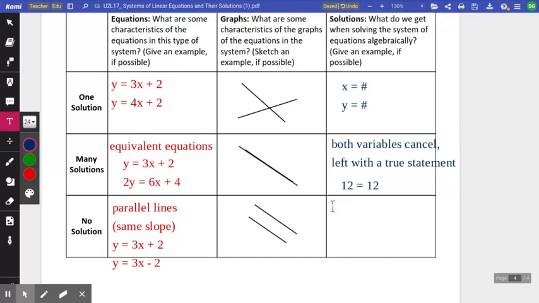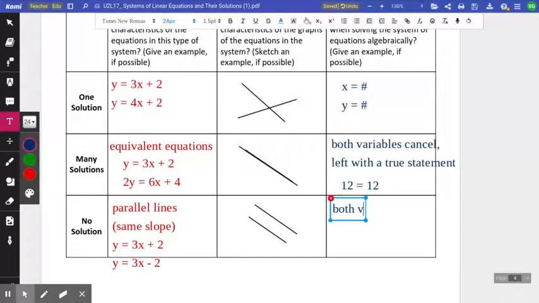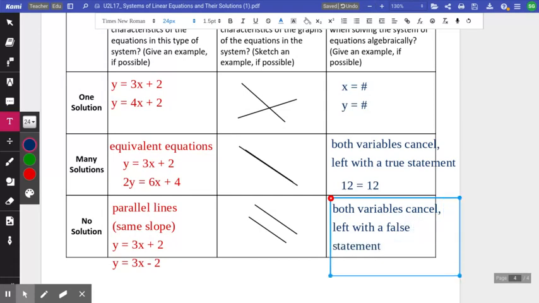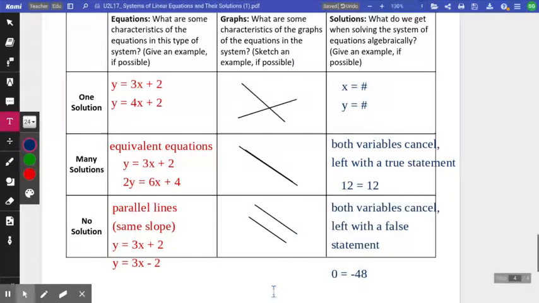No solution is the opposite. So no solution is both variables cancel or eliminate, but we're left with a false statement. So that could be something like, I think earlier it was 0 equals -48. 0 does not equal -48. That is not true. So if we were solving algebraically, that's what no solution would look like.